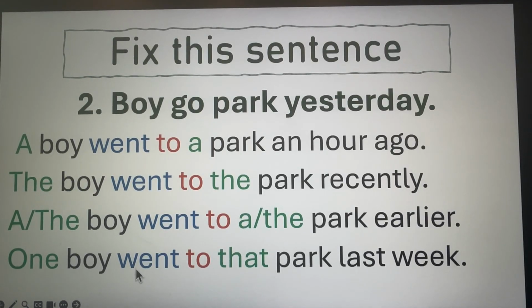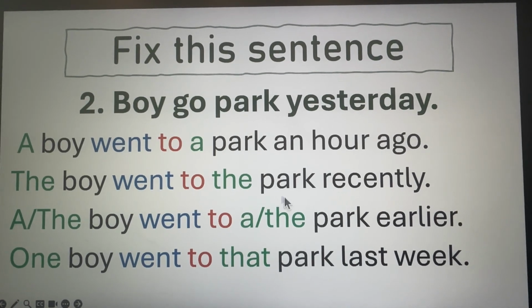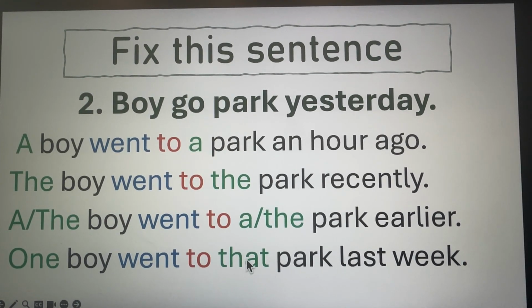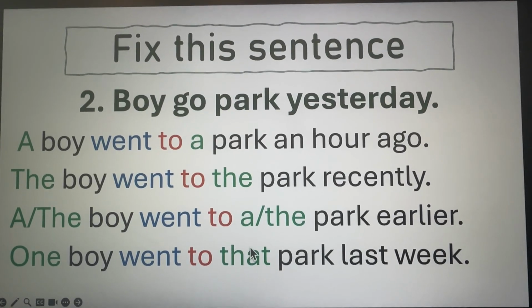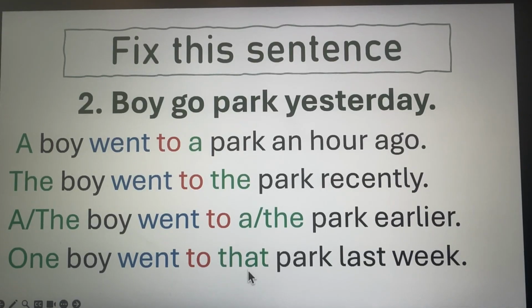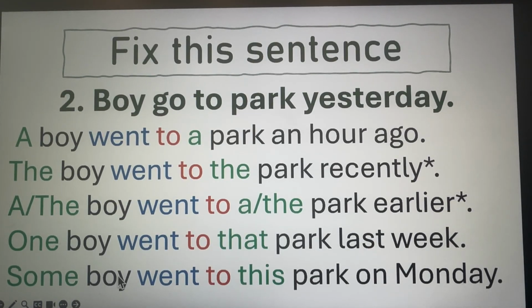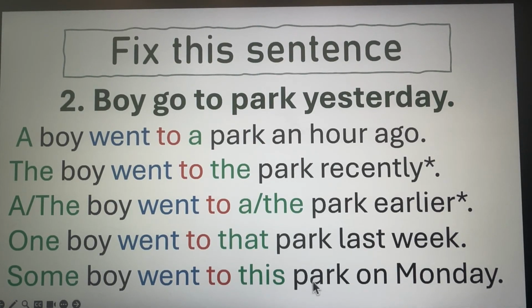One boy went to that park last week. One introduces boy. Went goes with last week. To, a direction. That introduces park. It's one park. So we have to use one of these green words to go in front of park. Some boy, I have no idea which one, went to this park on Monday. On Monday makes it specific past. This park is one park. Some boy, one boy. And then our verb matches on Monday, and to is our direction word.